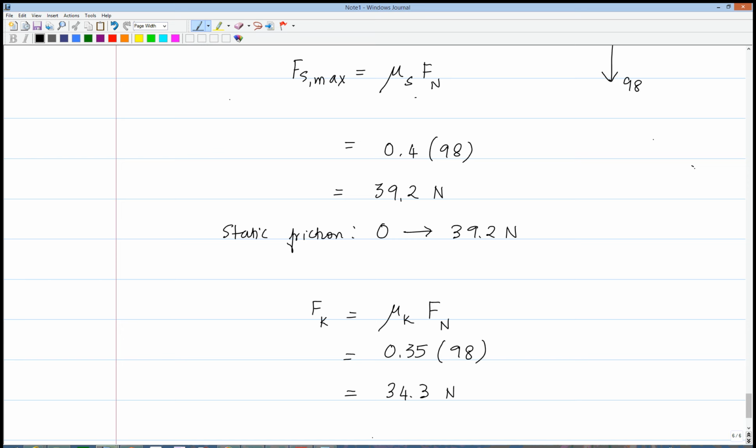Okay, so in this problem, all we did was calculate the values, the ranges, and all those things. All right, in the next one, we'll explore more about whether an object will move or not.